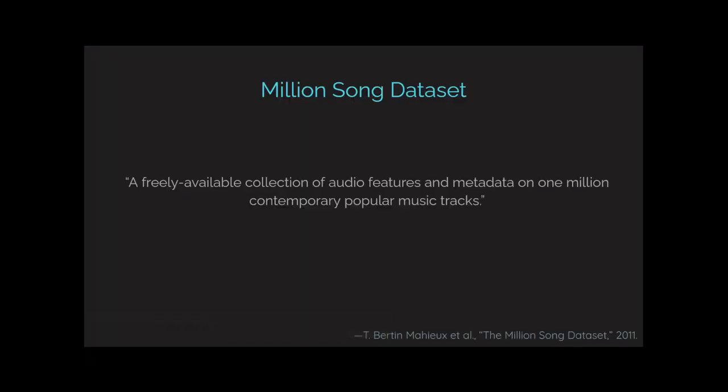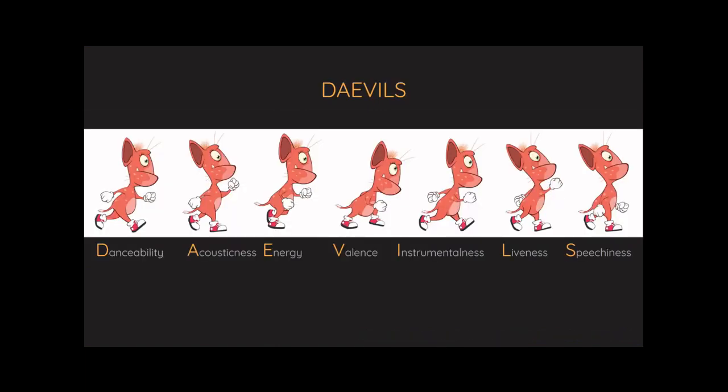To this end, I analyzed over 750,000 of the tracks listed in the Million Song Dataset, a, quote, freely available collection of audio features and metadata on 1 million contemporary popular music tracks. I then queried Spotify's engine to retrieve values for each track's key and all 7 of Spotify's affective dimensions: danceability, acousticness, energy, valence, instrumentalness, liveness, and speechiness, or DAVLs for short.